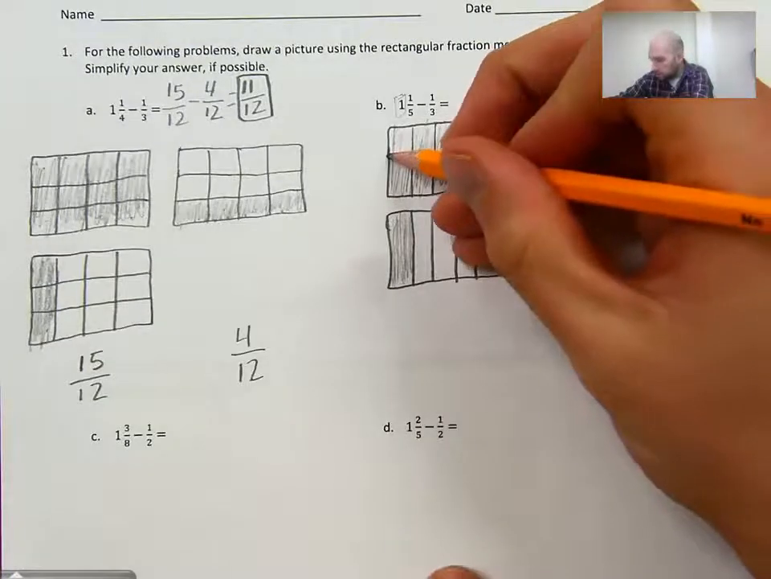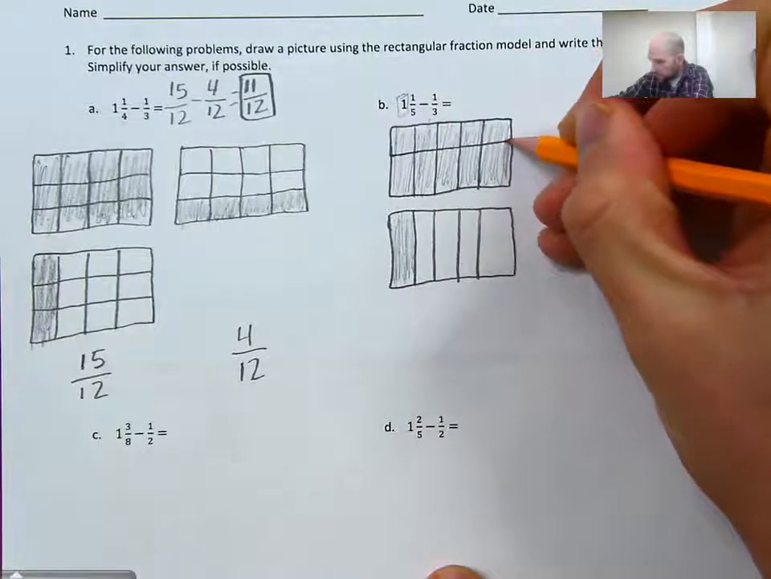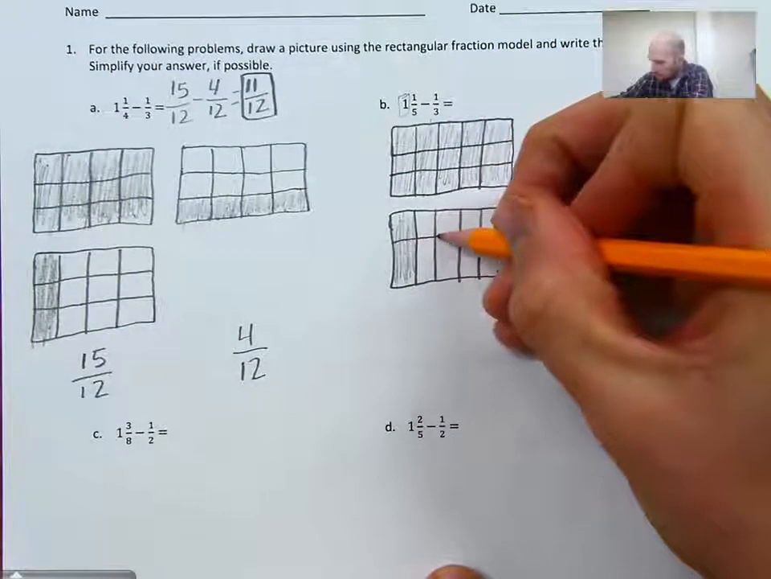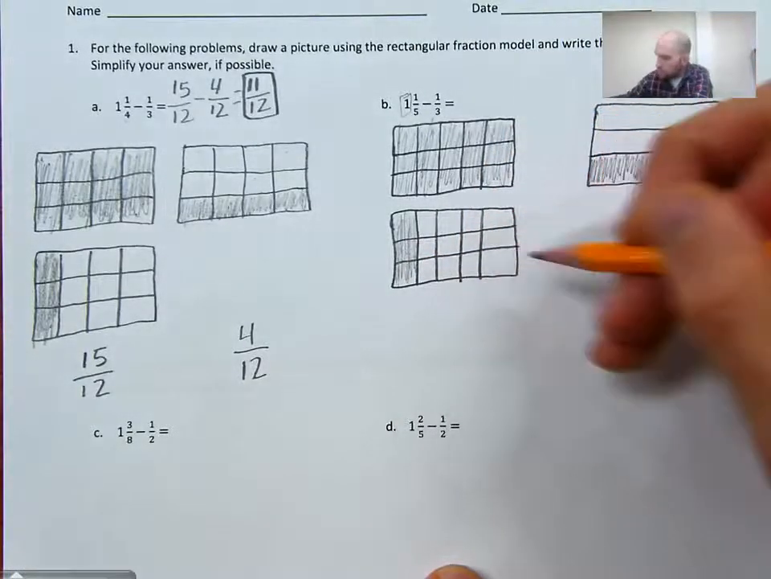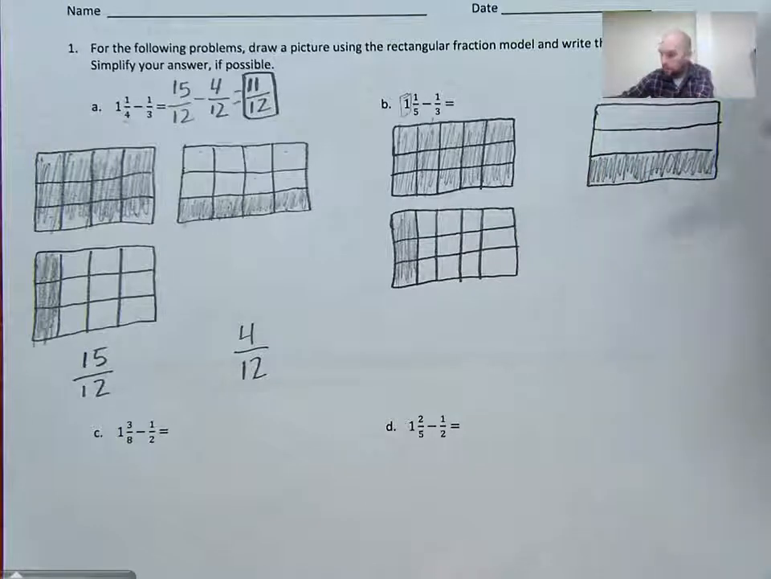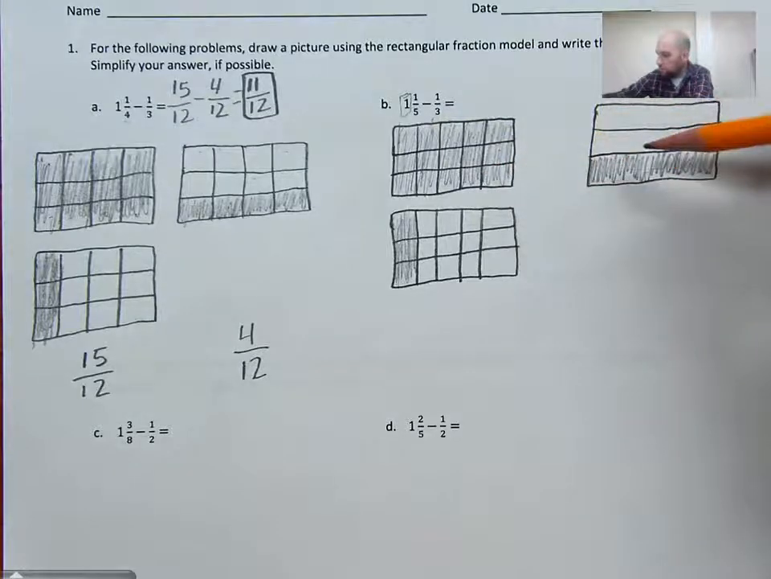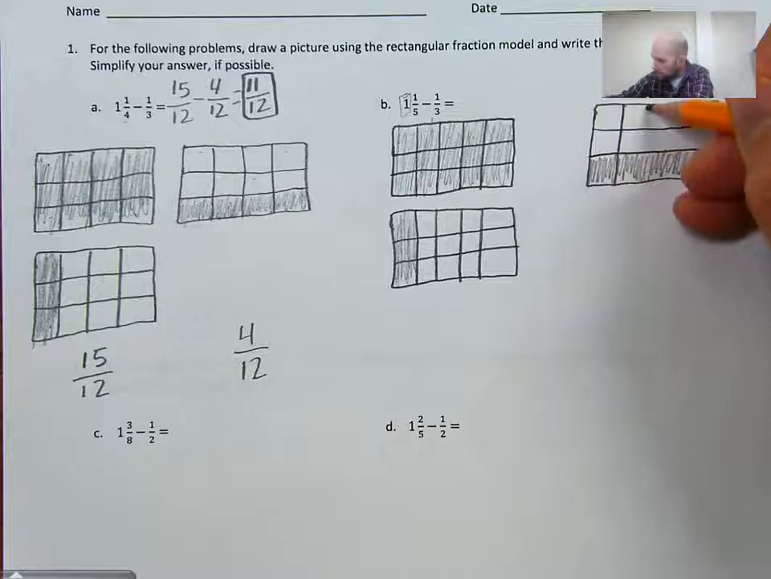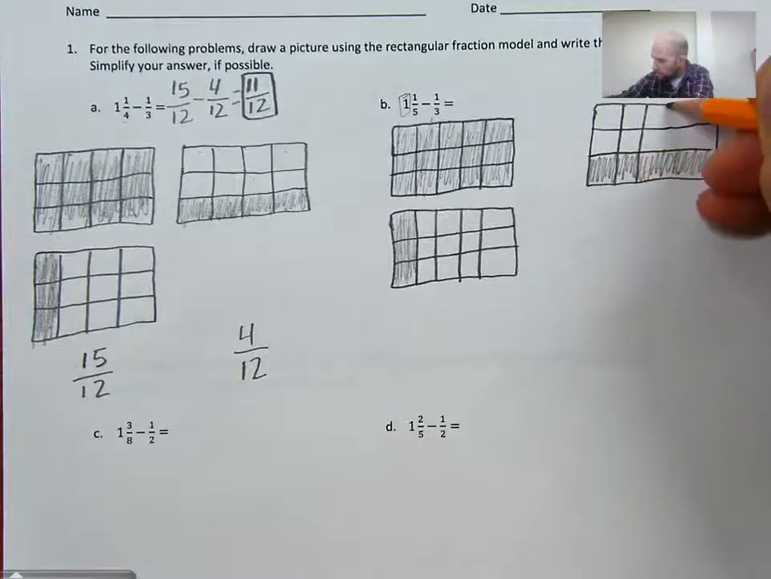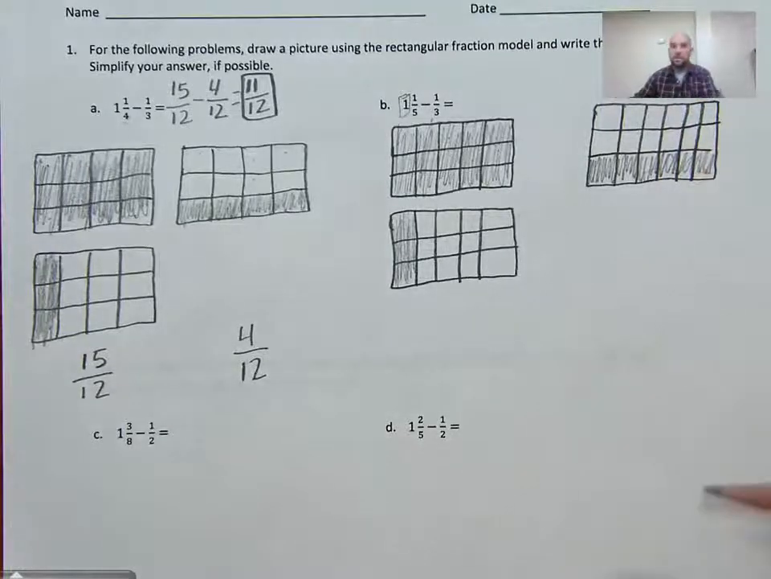Now I need to split my fifths into thirds. So I'll make 2 horizontal lines in each one of my rectangles. I'll split both of these wholes into 3 more pieces. Now I have 1, 2, 3, 4, 5, 6, 7, 8, 9, 10, 11, 12, 13, 14, 15. Oh, we still have to do this rectangle here. So we have 1, 2, 3, 4, 5. So I have my rectangle split into 15ths.